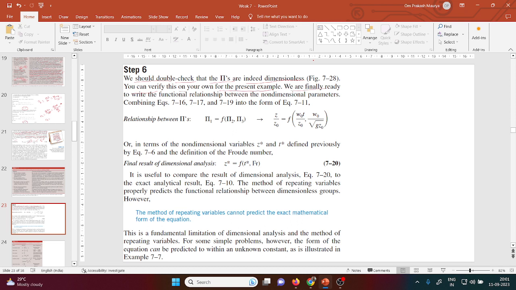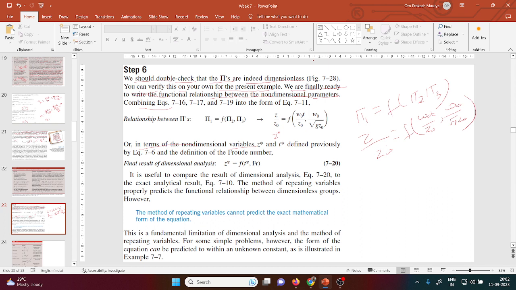In the present example, we are finally ready to write the functional relationship between the non-dimensional parameters, combining all the equations. The dependent pi 1 is a function of all the independent pi's, that is pi 2 and pi 3. So pi 1 is a function of W naught T by Z naught, comma, W naught divided by the square root of g Z naught. Or in terms of the non-dimensional variables, you can write it with Z star and T star defined previously.